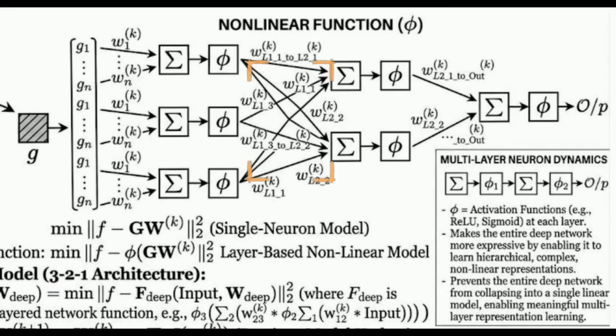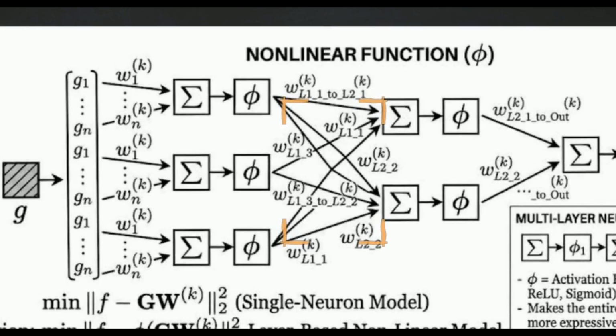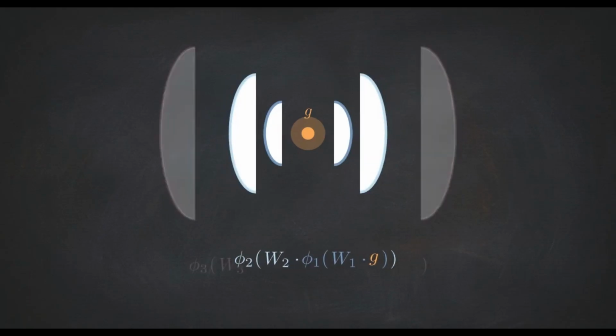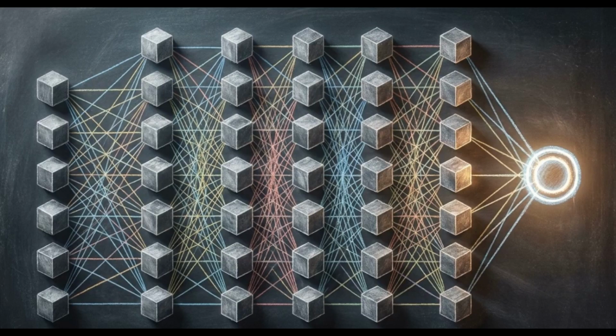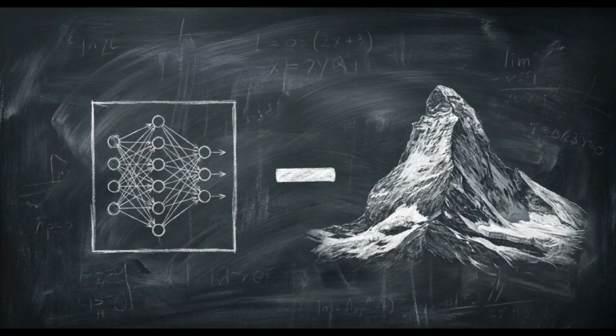Every transition contains distinct weight matrices and a fresh nonlinear activation, phi. The output of layer 1 acts as the direct input to layer 2. The signal is continually wrapped in a sequence of activation functions as it travels forward. Despite this nested mathematical complexity, the ultimate objective remains identical to the linear model we started with: minimize the residual error against the target image.